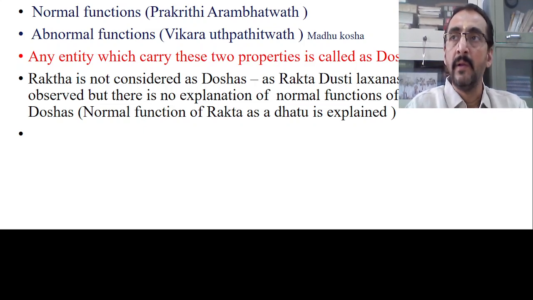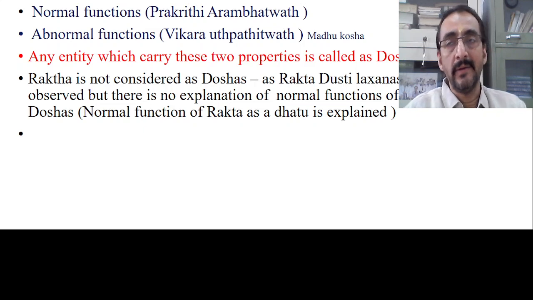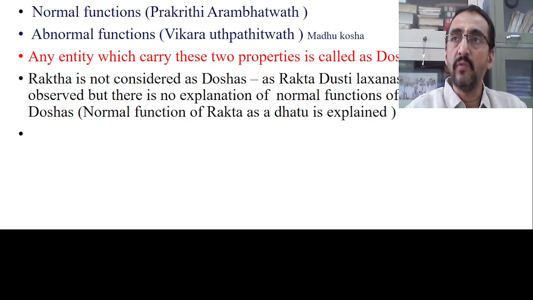Doshas are the ones which, when present in the normal condition, maintain the normalcy of the body. And the same doshas are also responsible for production of different types of disorders in the body. Vikara Utpattitvat. So any entity which carries these two properties is called as dosha. That means on one side, it should have a property of maintaining the normal equilibrium of the body, and on the other side it is also responsible for the production of different types of disorders.